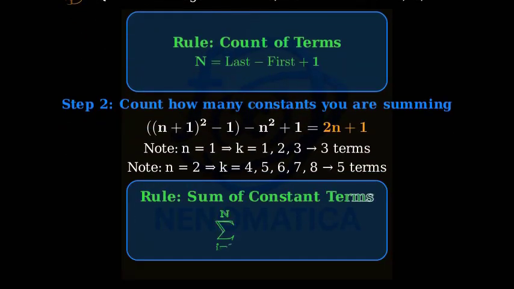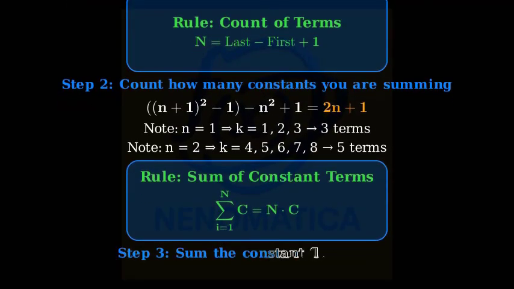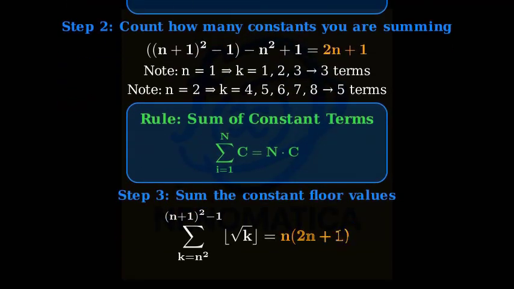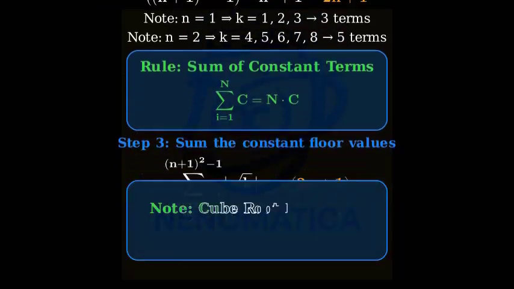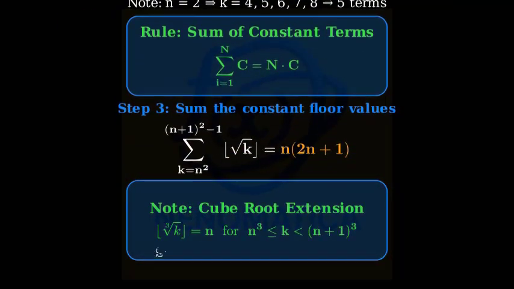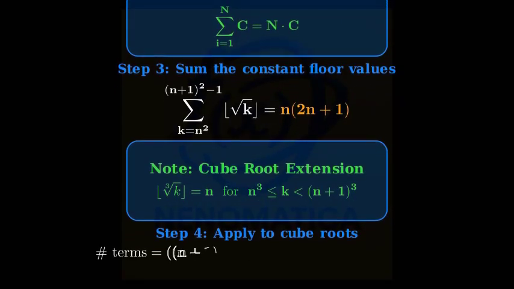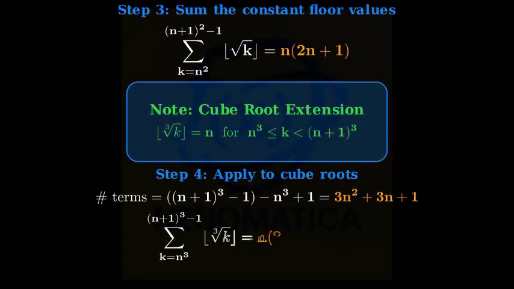To sum a constant value, simply multiply the constant by how many times it appears. Step 3. Every term equals n, and there are 2n plus 1 of them. So the total sum is n times (2n plus 1). The exact same idea works for cube roots. Here, the block length is (n plus 1) cubed minus 1, minus n cubed, plus 1, which simplifies to 3n squared plus 3n plus 1. Since every term equals n, the sum is n times (3n squared plus 3n plus 1).